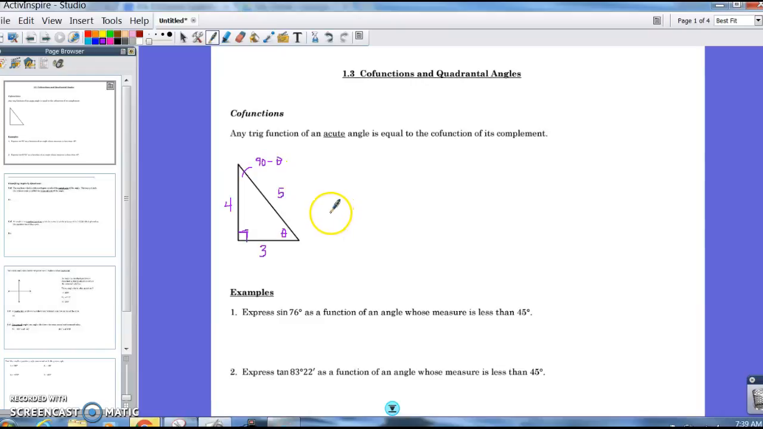So now that we have everything labeled, let's go through our trig functions. Let's start with sine. If I asked you what the sine of theta was, you would say sine is opposite over hypotenuse, so that would be 4/5. If I then asked you, what is the cosine of the angle 90 minus theta, that's that angle up there. Remember, cosine is adjacent over hypotenuse, so the adjacent side to that angle would be 4. So that would be 4/5.